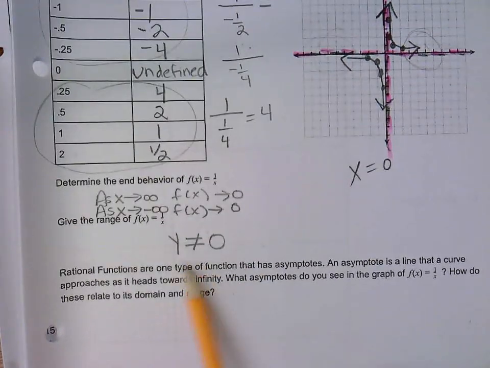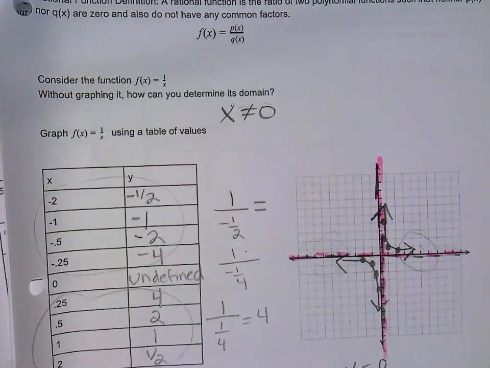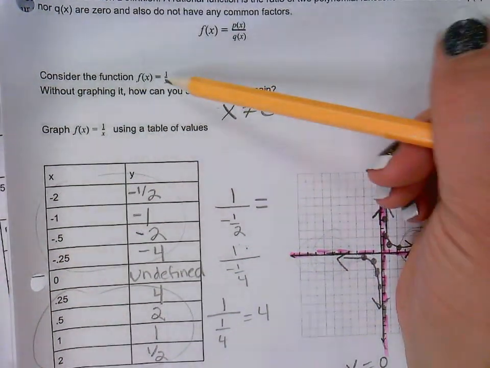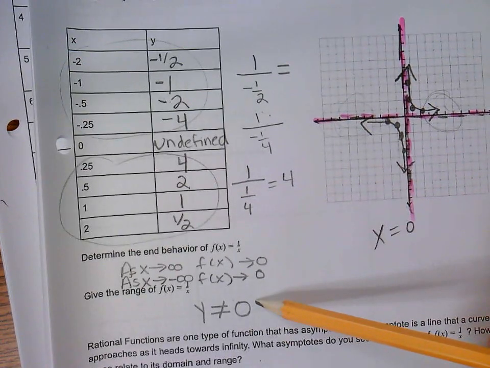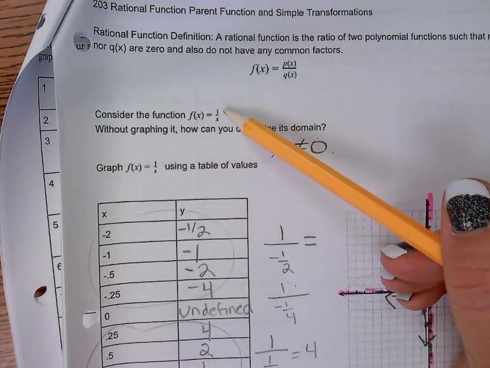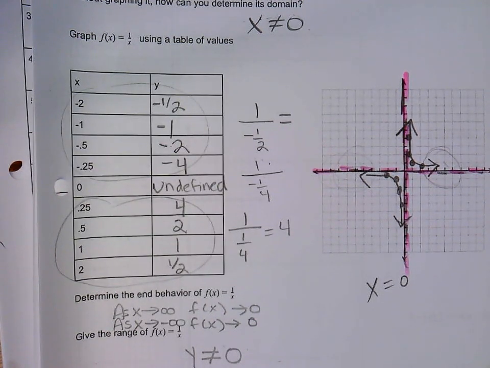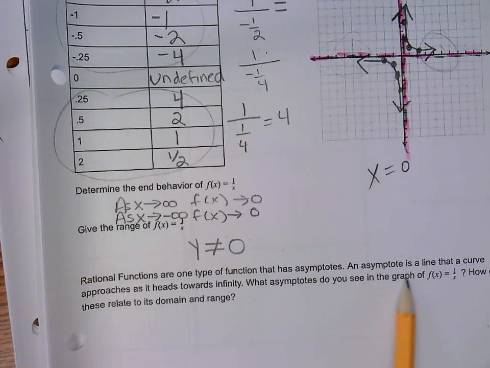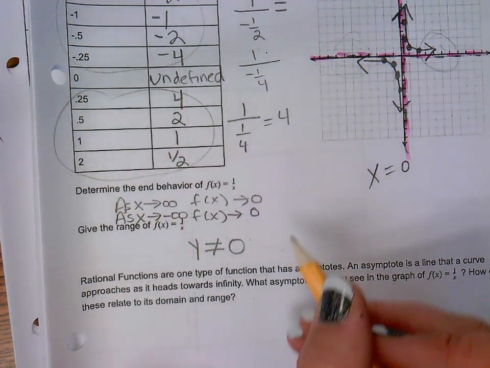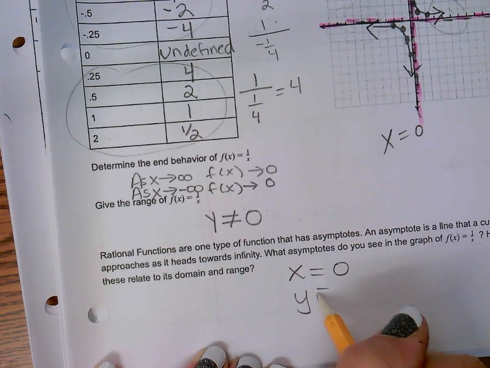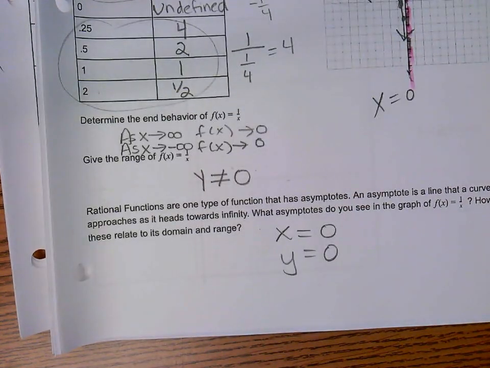And that's because the range and the domain are basically x can never be 0 because I can never have 0 in the denominator. Y can never be 0 because if the numerator is always 1, you can never get to 0. And it says rational functions are one type of function that has asymptotes. An asymptote is a line that a curve approaches as it heads towards infinity. What asymptotes do you see in this graph, and how do they relate to the domain and range? So basically, x equals 0 and y equals 0 are our 2 asymptote lines. And we're going to spend tomorrow finding some asymptotes, or finding intercepts, I guess.